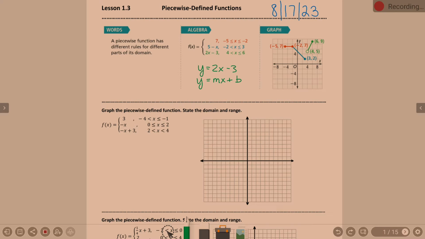So I'm going to jump into this example. Our directions are to graph the piecewise function. And then at the end, we're also going to have to state domain and range. So let's look at the first one. We've got to remember how to graph some of these. It says f of x equals 3. I'm just going to have us think of it as y equals 3.